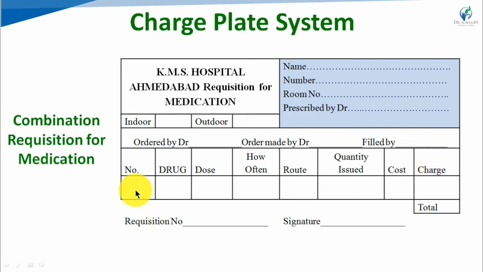Then in this case there will be the number, the drug name, dose, and the use of this, how often we are using this, and the route of administration will be mentioned over here. This is very important. In the previous drug form the route was not mentioned, but here the route is mentioned in this case, and also the quantity issued, cost and charge, and there will be the requisition number and the signature of the staff. So this is about the charge plate system, and by the use of this, directly this will be entered into the name of the patient.